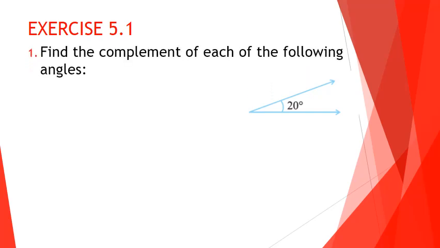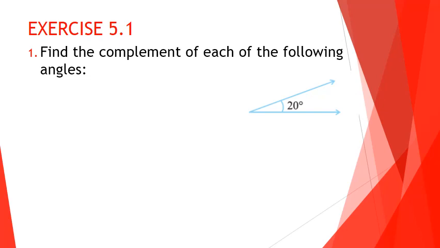Our first question: find the complement of each of the following angles. Given angle is 20 degree. How to solve the sum? Before solving, you should recall what is meant by complementary angle. If the sum of the measures of two angles is 90 degree, then the angles are said to be complementary angles.